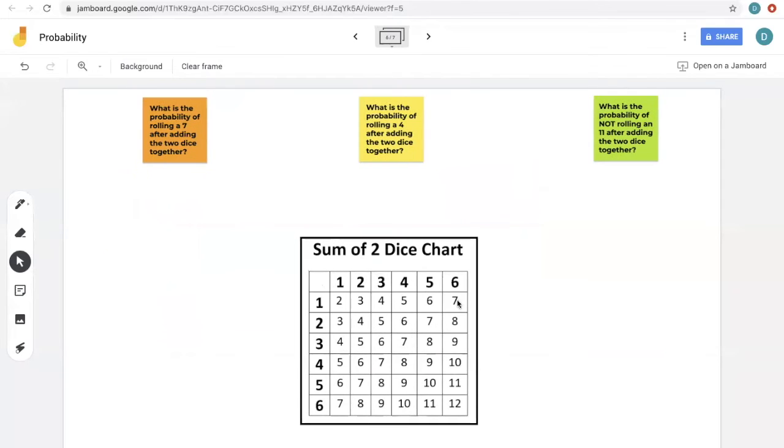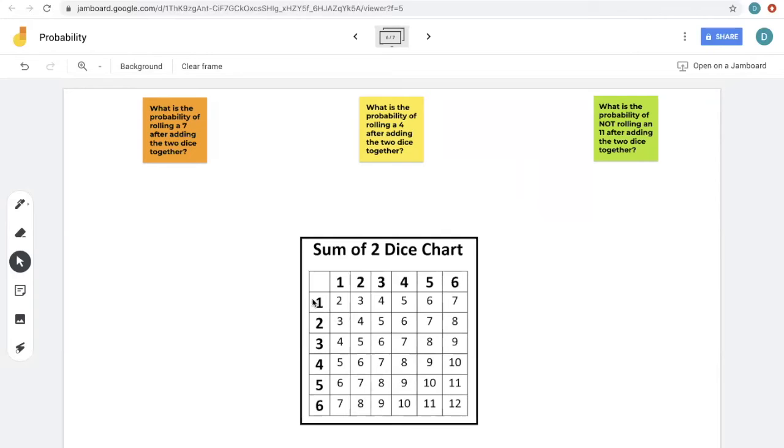So let's look at a little more complicated example. This is a sum of 2 dice chart, and what it tells us is the number that each roll adds to. So for example, if I roll a 1 and then a 1, the two of them add to be 2. A 1 and a 2 add to be 3, etc. And so what we're going to do is calculate some probabilities of how likely it is to get these numbers when you add the 2 dice together. So this is how we get the total.